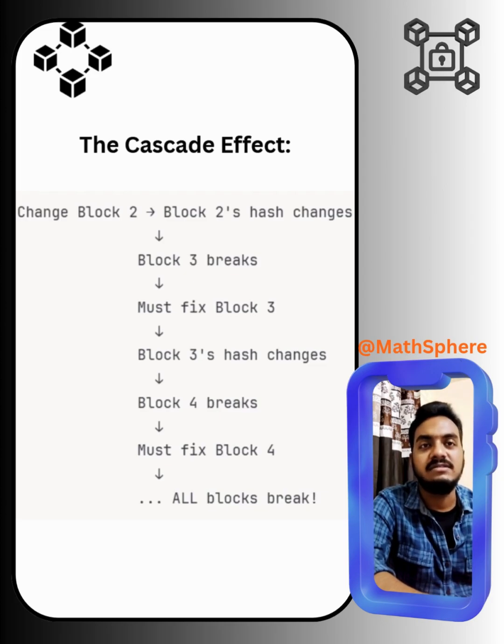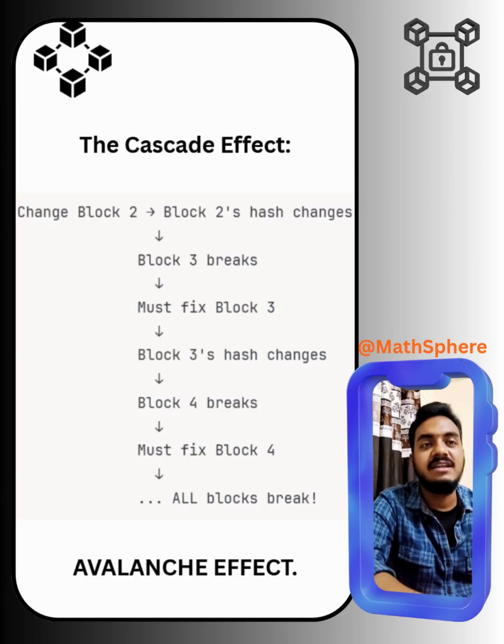This effect is called the cascade effect or the avalanche effect. One small change you did in block 2 and it creates an avalanche that breaks everything after it. So after block 2, you'll have to change each of the blocks. Now let us understand why this actually works mathematically.